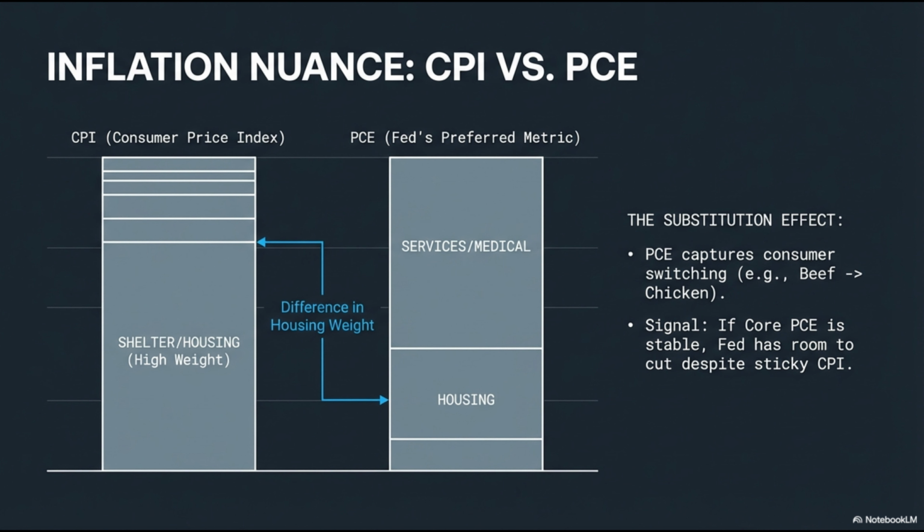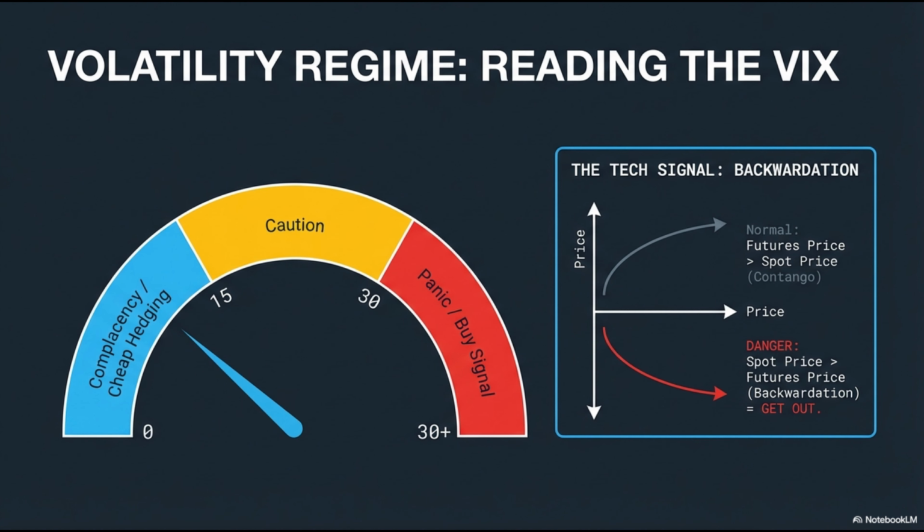On inflation, don't get distracted by the headlines. We need to distinguish between CPI and PCE. The Fed prefers PCE because it captures the substitution effect. When beef gets expensive, people buy chicken. As long as core PCE remains stable, the Fed has room to cut rates even if CPI looks sticky due to housing costs. Finally, the fear gauge, VIX.